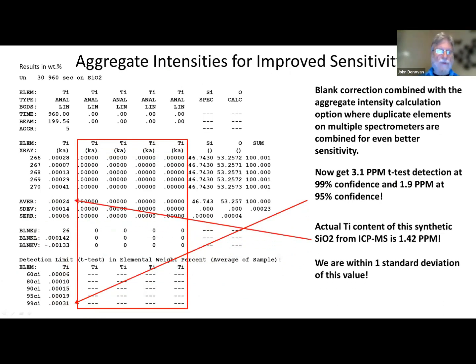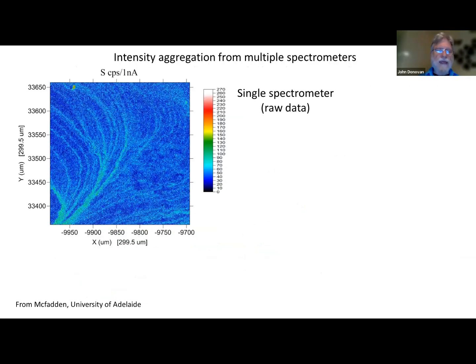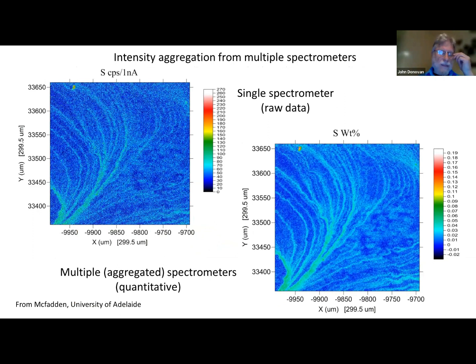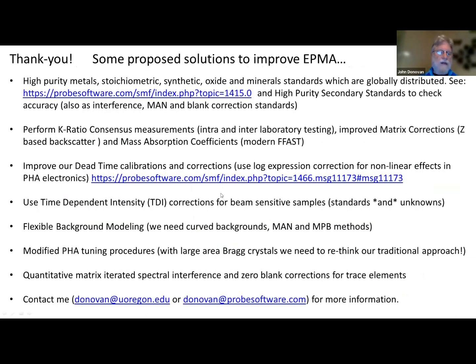And it actually is about 1.4, so it's within a standard deviation. That was with ICP-MS. And then we can even, and this is Aoife McFadden at University of Adelaide, she did these maps, and she basically did multiple spectrometer maps and then combined them with the aggregate feature that you just saw for titanium points, and you get better statistics for that. All right, that's the talk, and this is the summary, and I'm happy to take any questions.